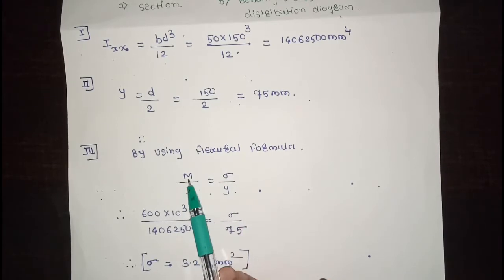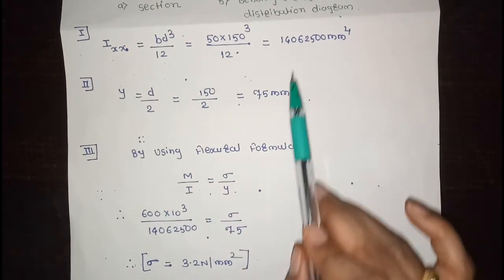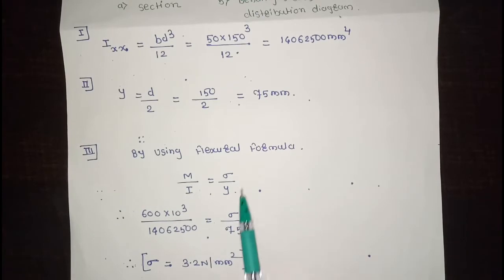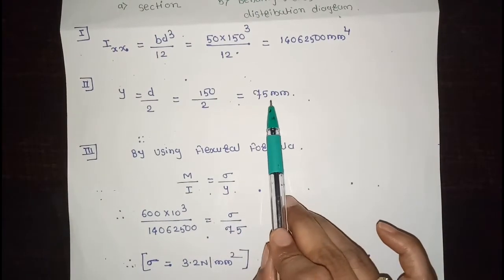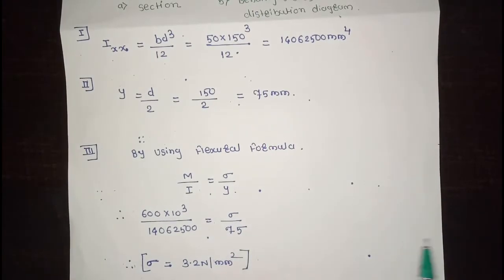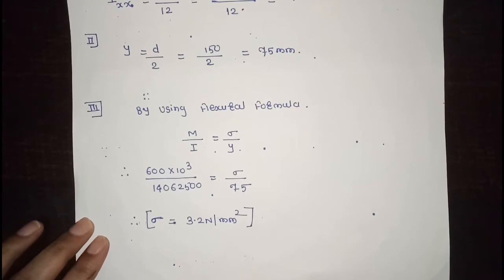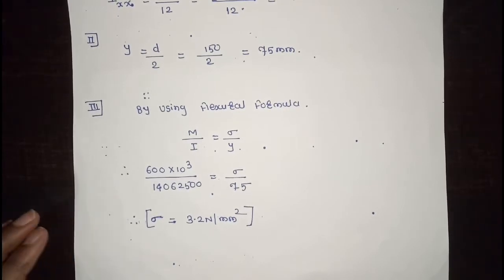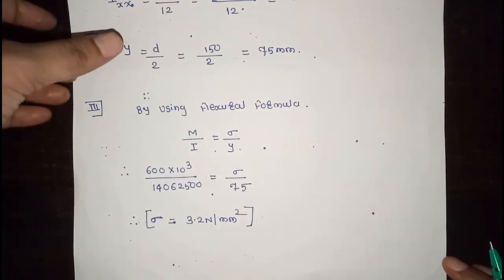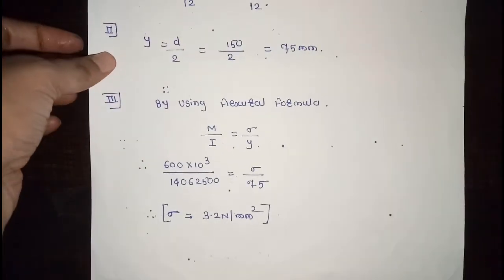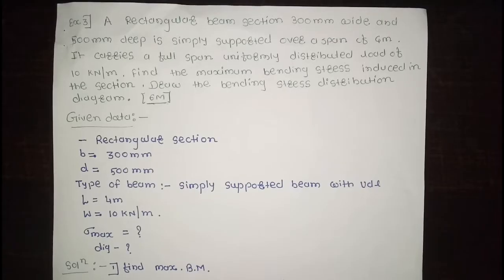In the given question, what is the value of M? 600 into 10 cube. Then I is equal to this value, is equal to sigma divided by y, which is 75. Then we get sigma is equal to 3.2 Newton per mm square. Okay. So this is the second example. Next we will see the third example.